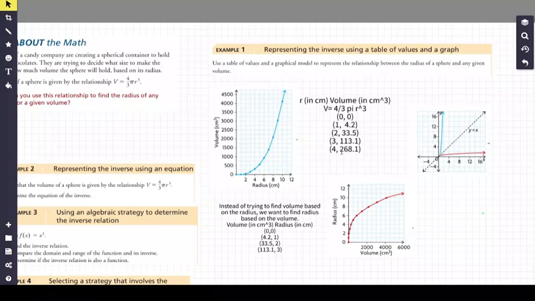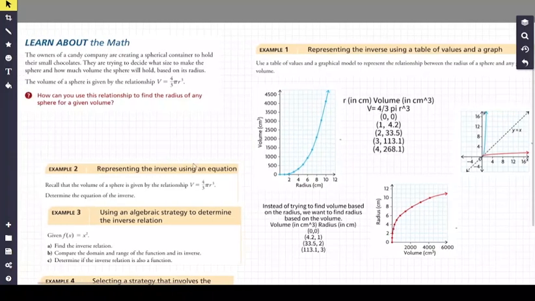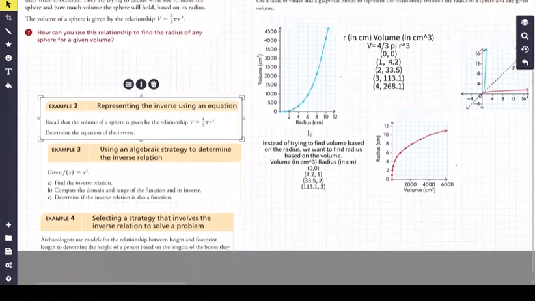So the inverse was found by switching the independent and dependent variables in the table of values. The independent and dependent variables can also be switched in the equation of the relation to find the equation of an inverse relation, which is what we're going to do right now.